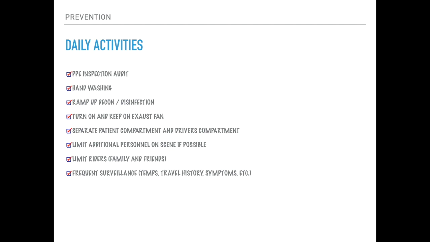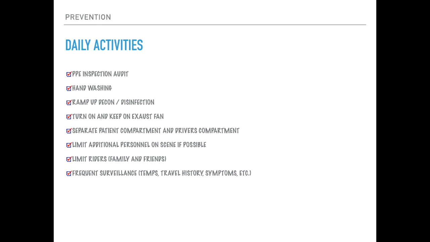And as of right now, we also want to limit riders, meaning the patient's family or their friends. We don't even want them riding in the cab of the ambulance just in case they came in contact with a patient that has been exposed and they themselves have been exposed. We don't want to risk them exposing the other person that's in the cab of the ambulance. So we're going to limit riders. You need to be conducting frequent surveillance on patients, meaning temps.